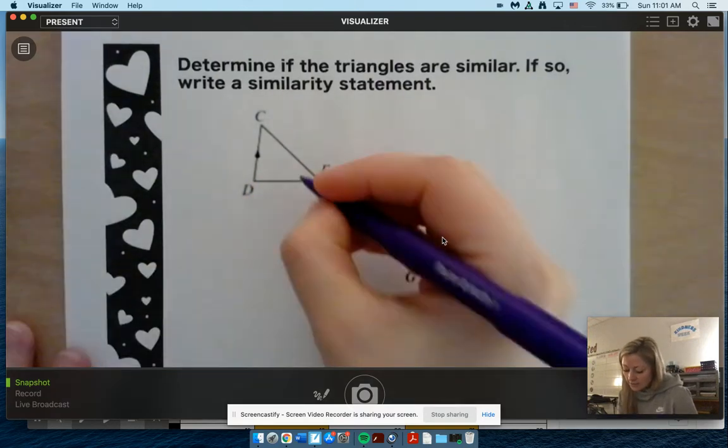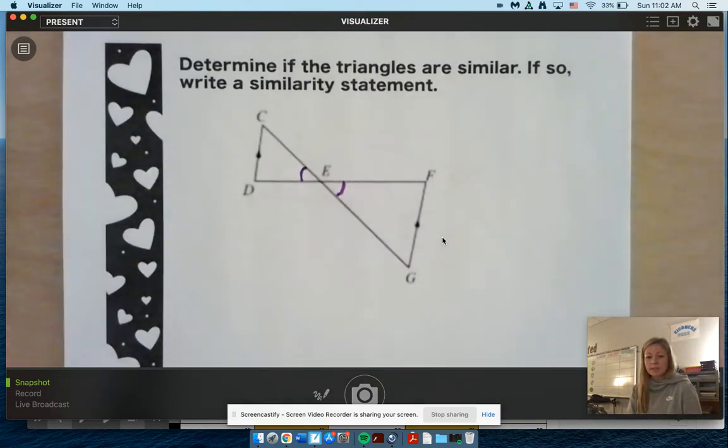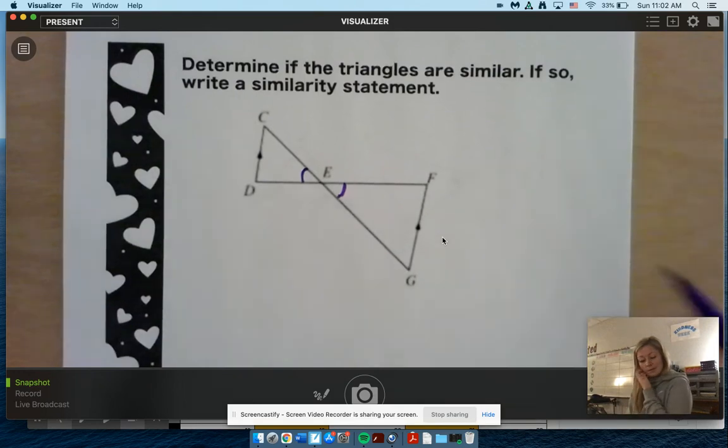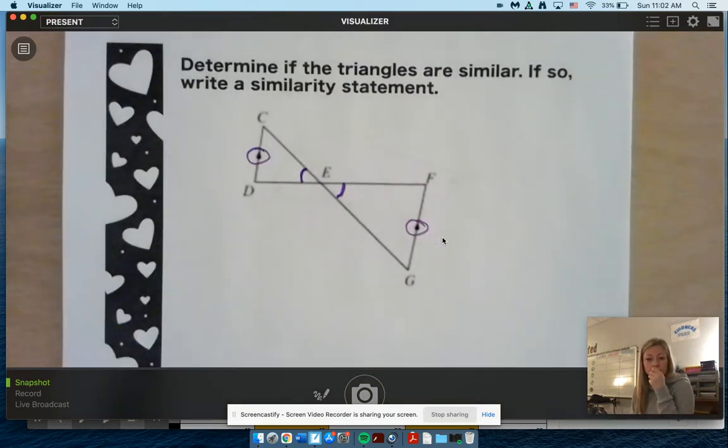So I know that this angle here is congruent to that angle there. Whenever you get something looking like this, you always have vertical angles. So that's one pair, but we need two. Now we're like, well, nothing's marked. Well, okay, you're not wrong. However, we do have those little arrows. Remember, that tells us that lines are parallel.